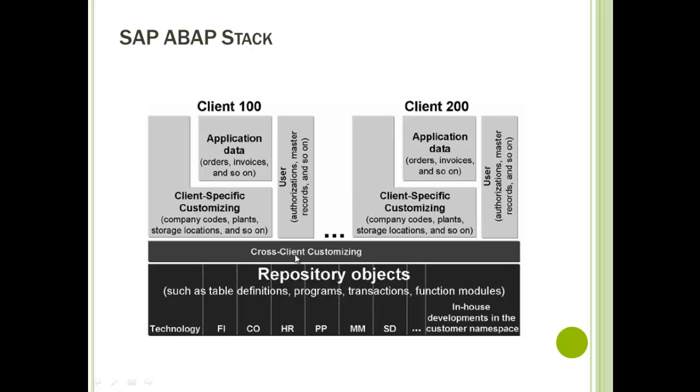Then we come to cross client customizing. What is cross client customizing? There are some customizing settings which are applicable to both clients, something to do with our system related settings. For example, changes to the client itself, where you need to create these clients and configure how the client is supposed to behave. That is cross client customizing, cross client objects.